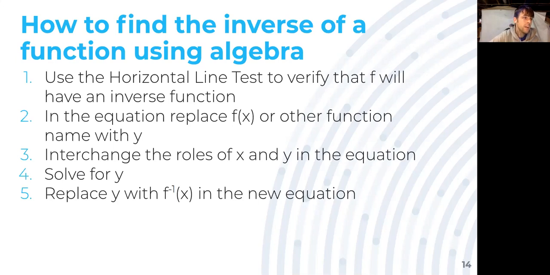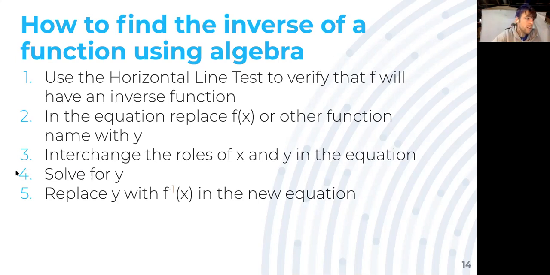Second thing, instead of regular function notation, like f of x equals and then a function rule, we're going to replace f of x with y. That's just so that it's simpler to do this process. Then we switch the x and y variable. So where the x was, we put a y, and where the y was, we put an x. Then we have to solve that new equation for y.